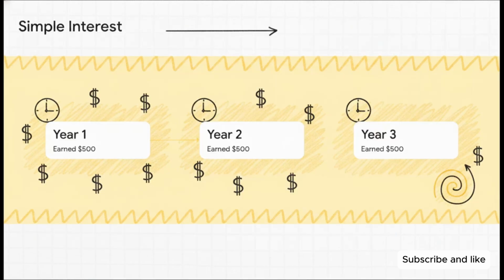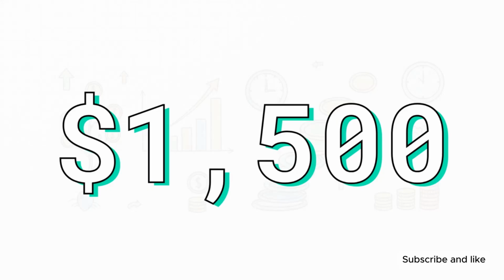Now, what's really interesting about this slide is just how totally flat the math is. Year 1 yields $500. Year 2, another $500. Year 3, you guessed it, exactly the same. The calculation literally doesn't change. So, at the end of those 3 years, your total interest earned sits right at $1,500. It's a reliable, perfectly fine, static baseline.